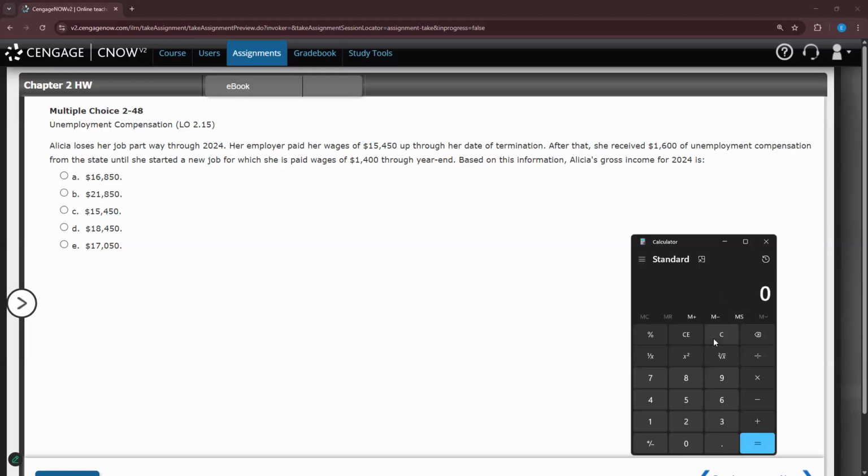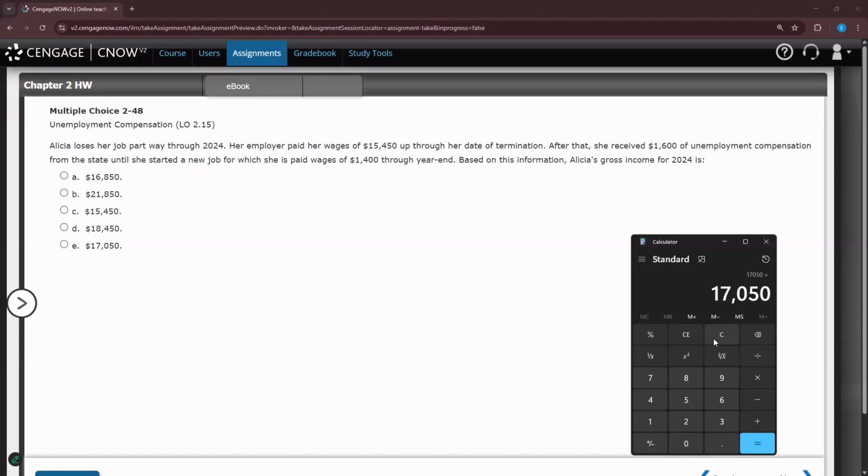So this is taking us back full circle. Gross income is income from all sources, whatever derived. So we start off and we see the employer paid her wages of $15,450. That's included in income. It also says that she received $1,600 of unemployment. Uncle Sam says you weren't working, you received money. In such case, unemployment income is considered income.